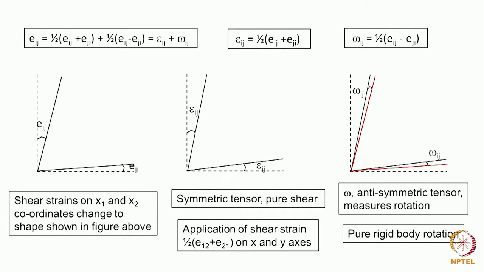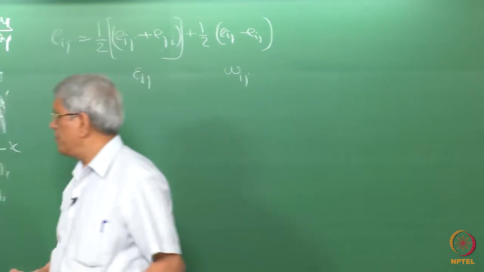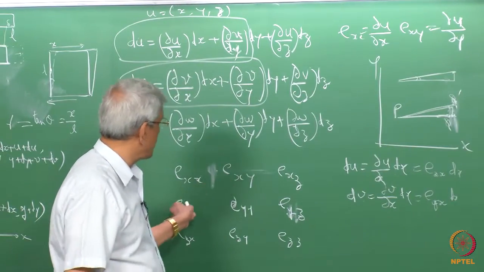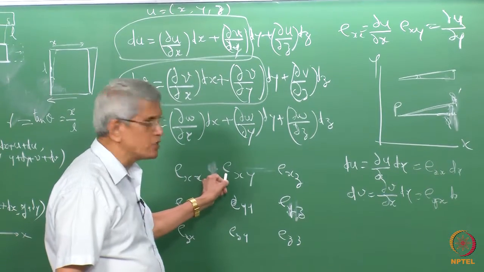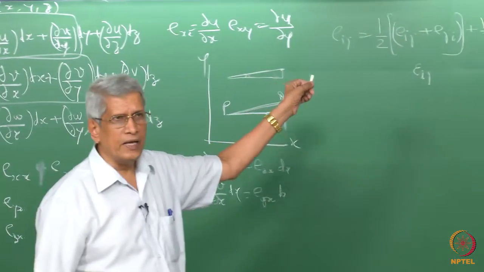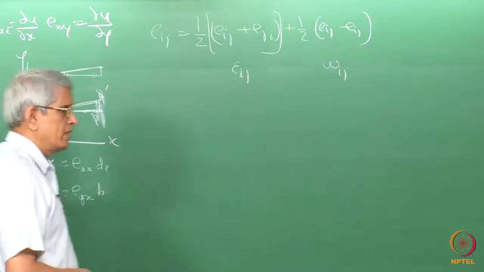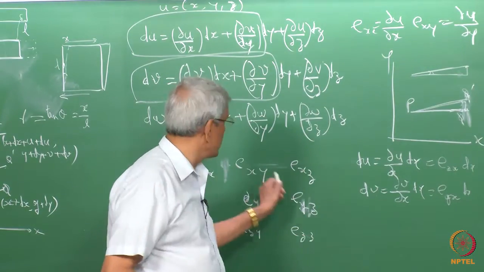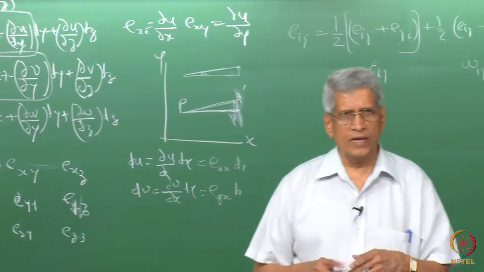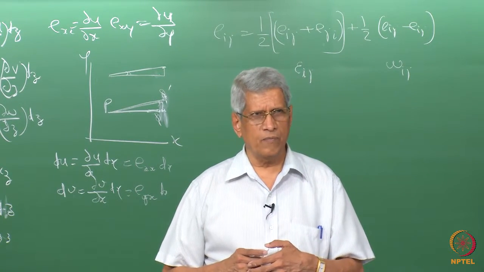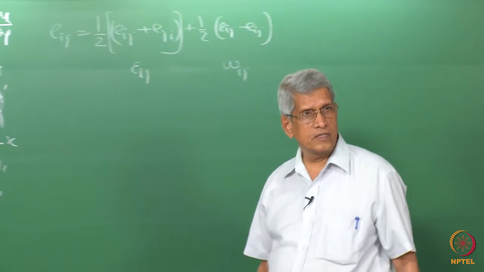Another important fact is that when we take terms like Eij and Eji, initially we had 9 components. Now if we take each of these terms to be equal to half of Eij plus Eji, then this part becomes a symmetric tensor, correct? Diagonal terms can have different values, but off-diagonal terms will all have the same value, correct? Each one of them. Is it clear?